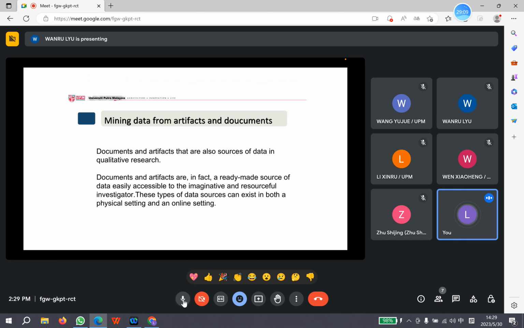Okay, now let's move to the next method. The next method is mining data from artifacts and documents. And as we know, documents and artifacts are also sources of data in qualitative research. And documents and artifacts are in fact a ready-made source of data easily accessible to the imaginative and resourceful investigator. And these types of data sources can exist in both a physical setting and online setting. Next slide, please.